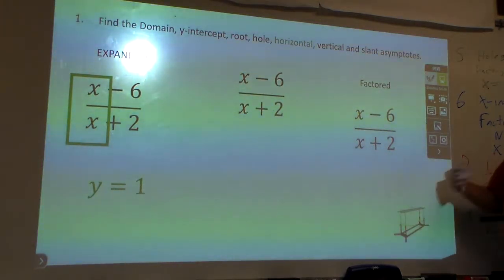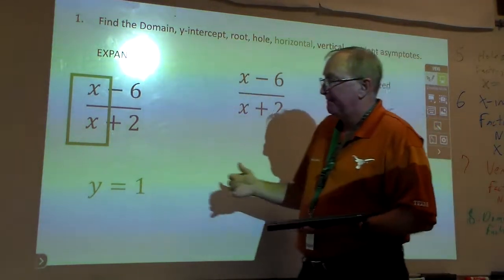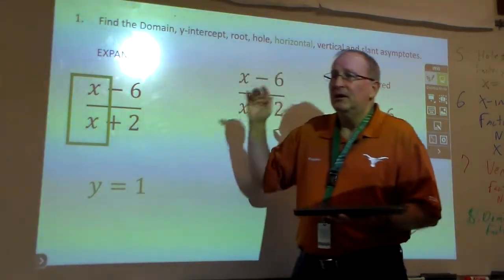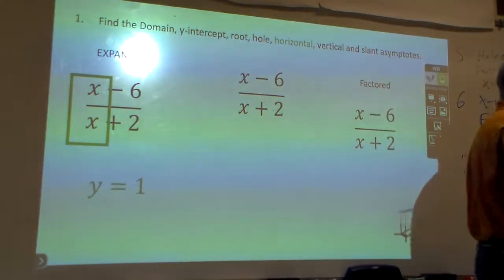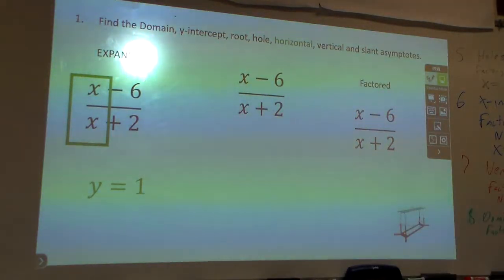That will be the horizontal asymptote. And y'all, we use the expanded form to find the y answers. The y-intercept and the horizontal, which are y equals. Use the expanded, those are the left and right.